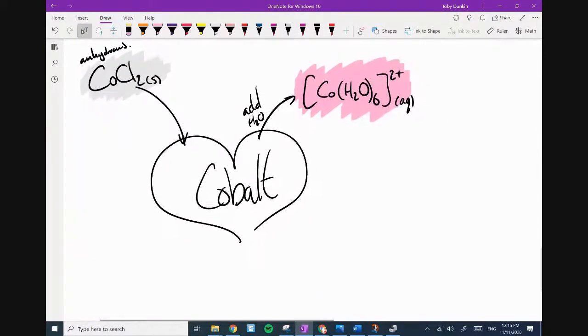Cool. So the next one, we have cobalt, and we're now going to add sodium hydroxide, but we're going to add a little of it. Remember, the littles are always the same. Gotta love the rules.